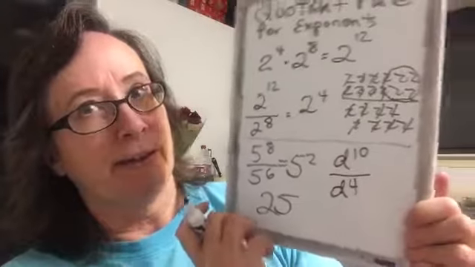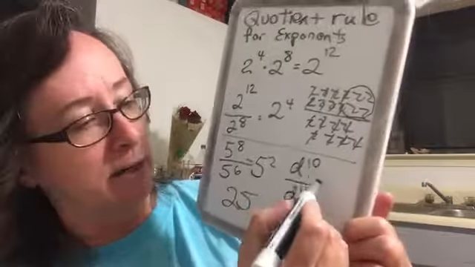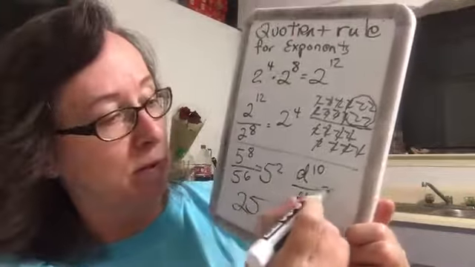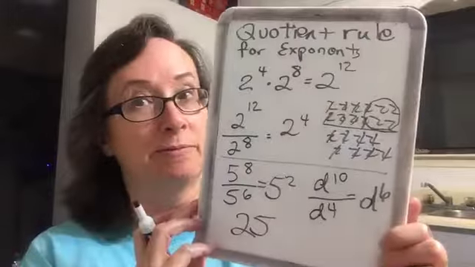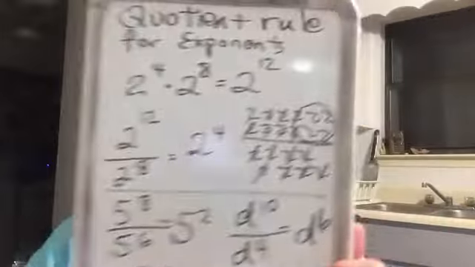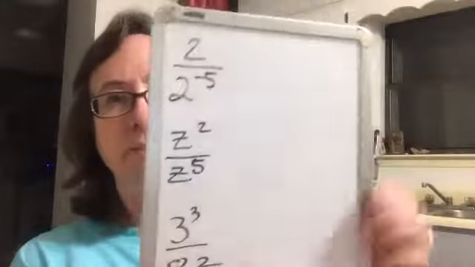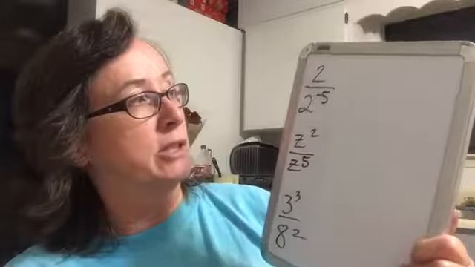We should simplify that. And then d to the 10 over d to the 4 is d to the 10 minus 4, which is d to the 6th. We can't simplify that one. Okay, so then we have this one, which is, now they're starting to combine and throw a few other rules at you.